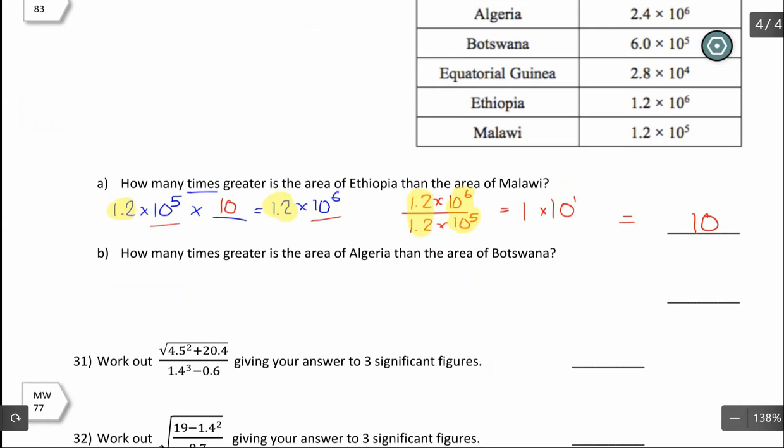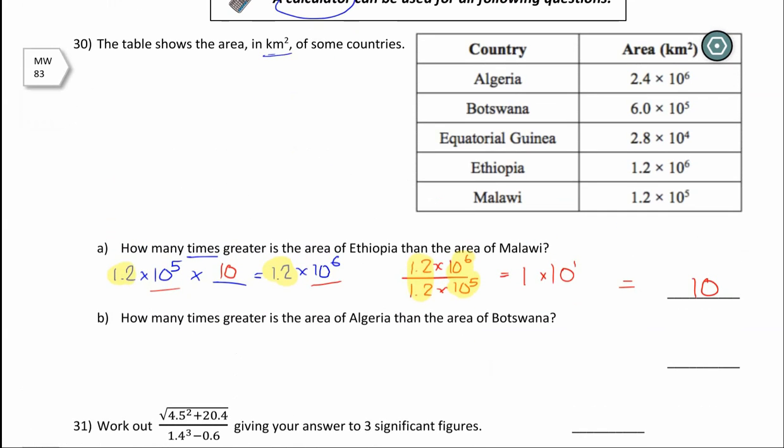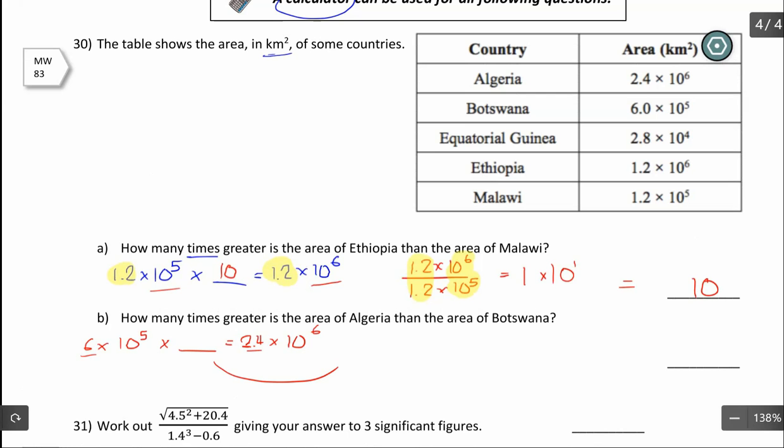How many times greater is the area of Algeria than Botswana? So Botswana is 6 times 10 to the power of 5. I haven't included the 0.0. And what do we have to times that by to get the area of Algeria? 2.4 times 10 to the power of 6. Well, I'm going to do this one as a division because the number has changed from a 6 to a 2.4. So to work this out, I'm going to do 2.4 times 10 to the power of 6 divided by 6 times 10 to the power of 5.